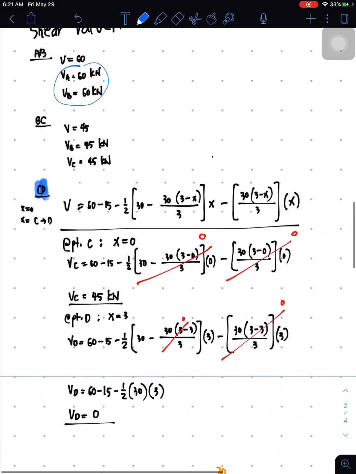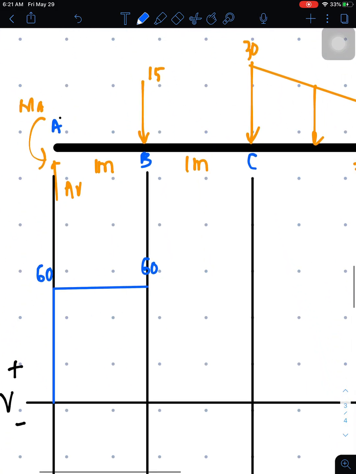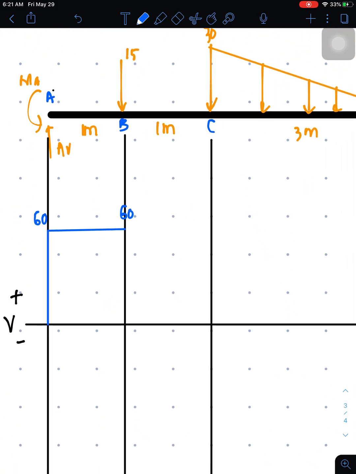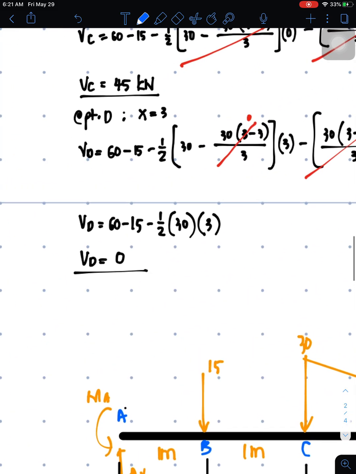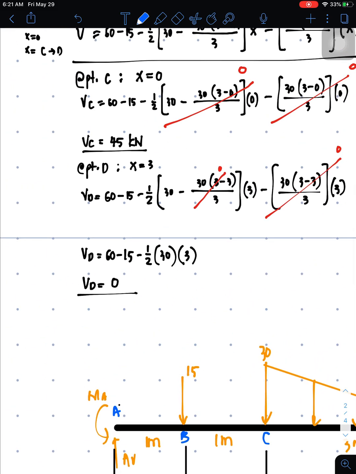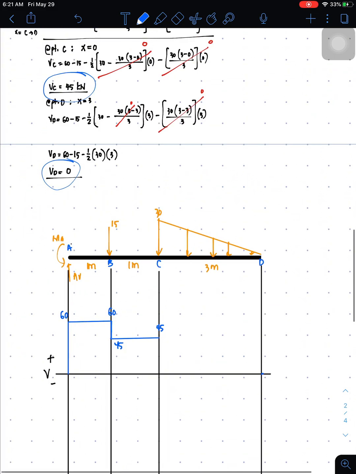Next, kay B to C na pod. B to C, you have 45 and 45. So this is 45 and another 45. So pwede na mo siya i-connect diha. Okay, next at CD. So C is 45 and D is 0. So how do we connect the 2 points?